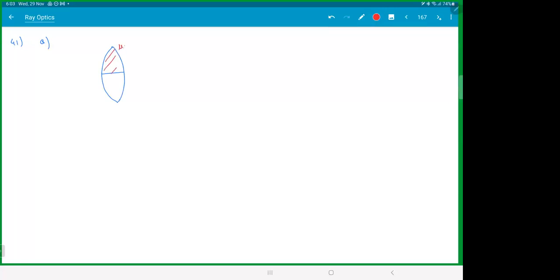So let's say we have a lens whose refractive index is mu equal to 2 on the top and mu equal to 3 by 2 at the bottom. So it's a lens made of 2 different materials. Radius is R, radius is R. Object is here at a distance of 3R. Getting it? So find the position of the images.